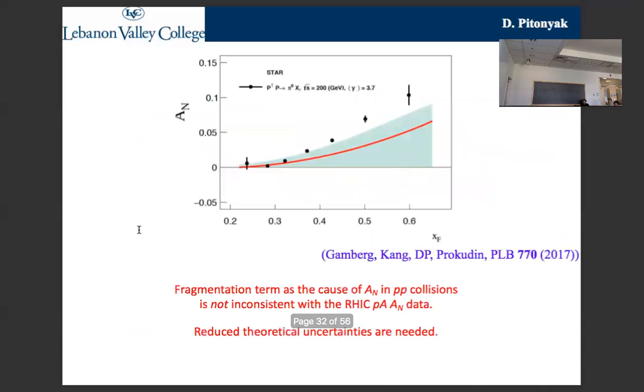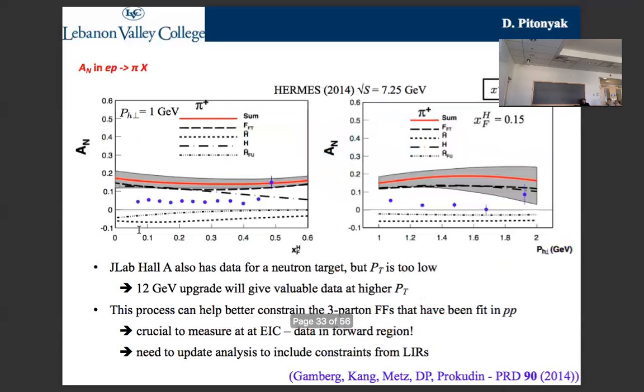And right now it's kind of inconclusive again because we have these large uncertainties. So it could be that this term is sizable, but we need to reduce these uncertainties. Again, this goes back to actually including A sub N data along with the SIDIS and e+e- data in a fit of transversity.